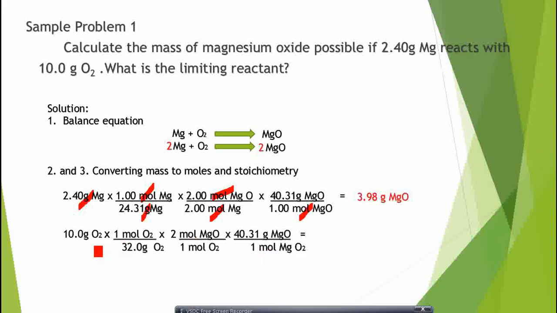Now let's cancel the unnecessary units to remain with the units desired. Cancel the grams of oxygen, the moles of oxygen, and the moles of magnesium oxide. So we have the unit grams of magnesium oxide. Let's solve: 10 times 1 divided by 32 times 2 divided by 1 times 40.31 divided by 1 equals 25.2 grams of magnesium oxide.